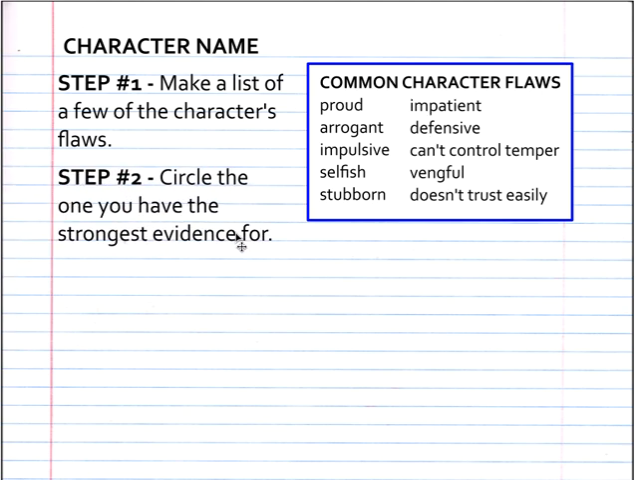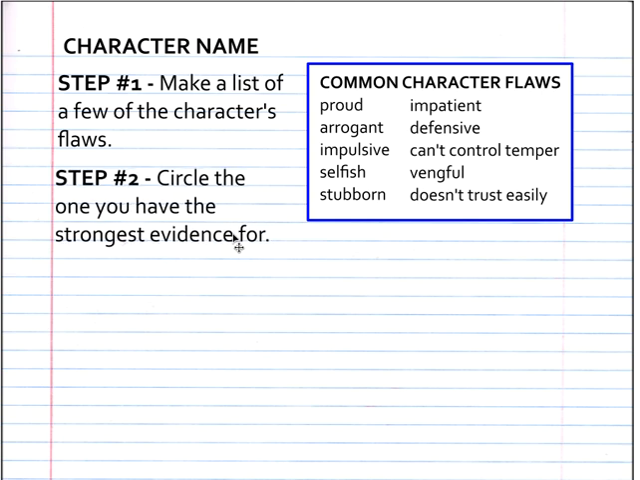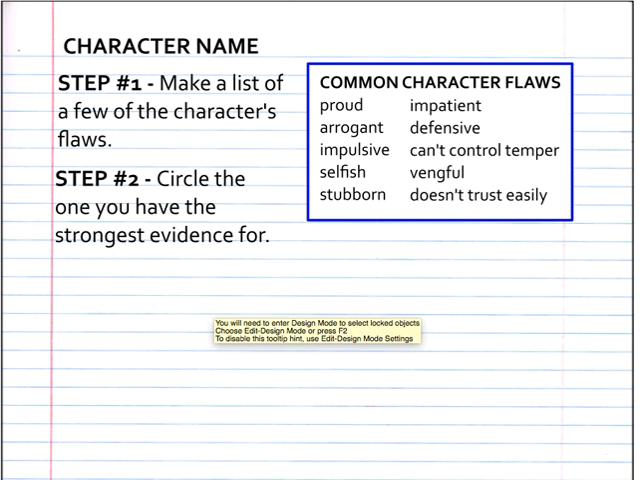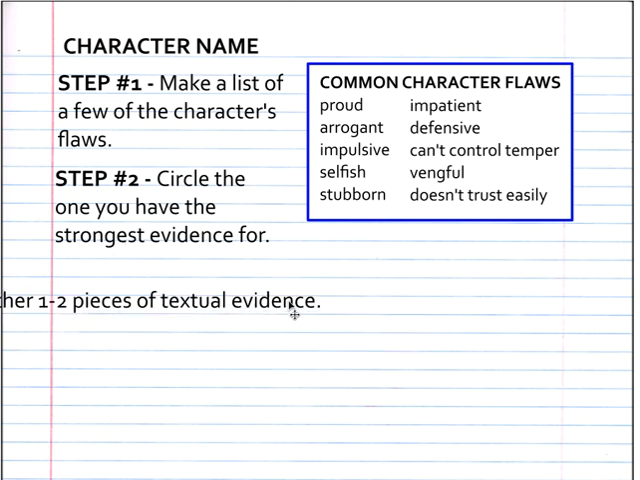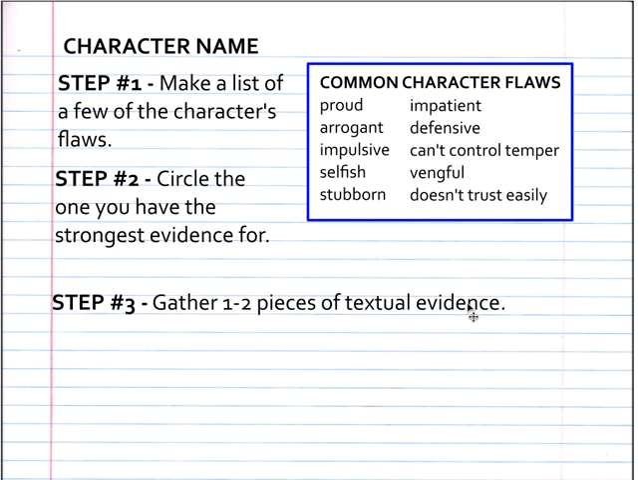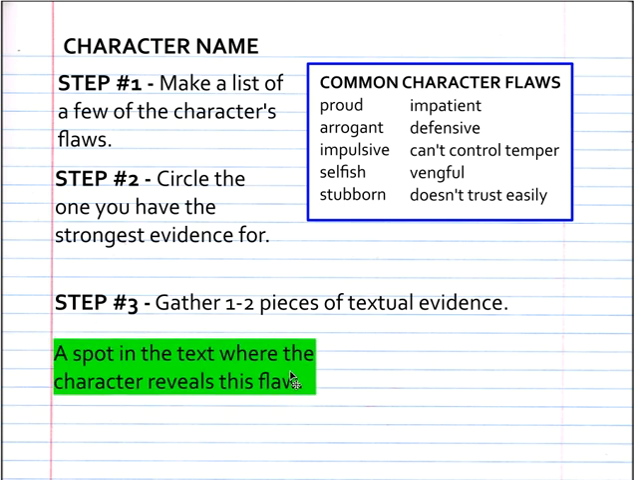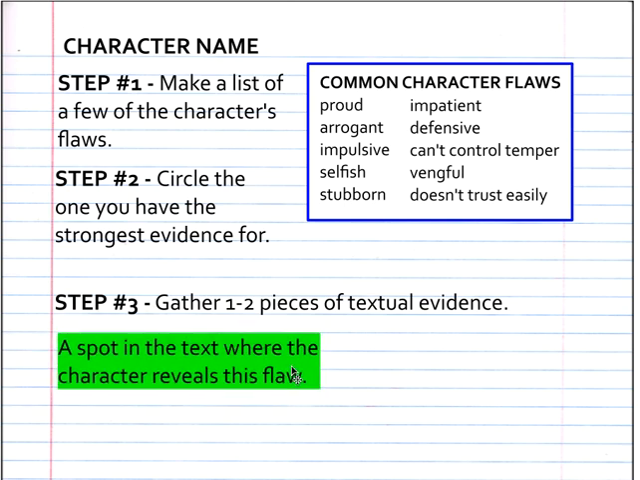Step 2, I want you to circle one that you have the strongest evidence for. So scroll through the beginning of the novel and see which of those flaws do you have the most evidence for early on in the book. Then what I want you to do, step 3, is I want you to gather just 1 or 2 pieces of textual evidence. You don't have to gather a lot today, just 1 or 2. These are going to be moments, a spot in the text, where the character reveals this flaw.